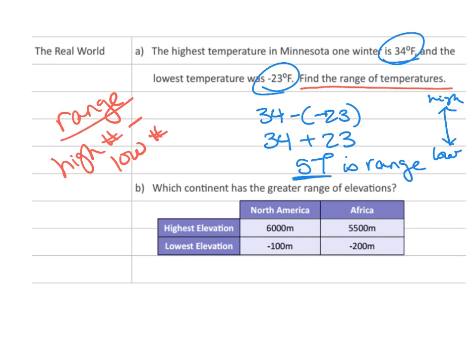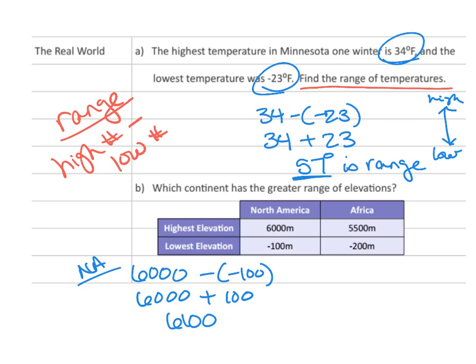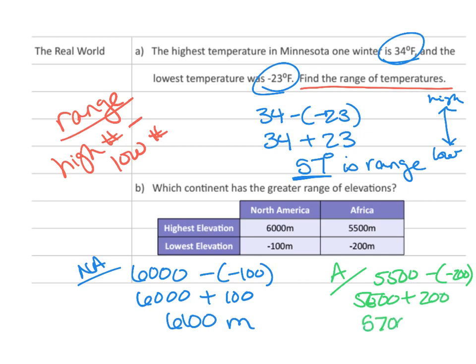So high minus low. For North America, I'm going to do 6,000 minus a negative 100. Stay, change, opposite. I get 6,100 meters. For Africa, I have 5,500 meters minus negative 200. So I'm going to do stay, change, opposite. I get 5,700 meters.